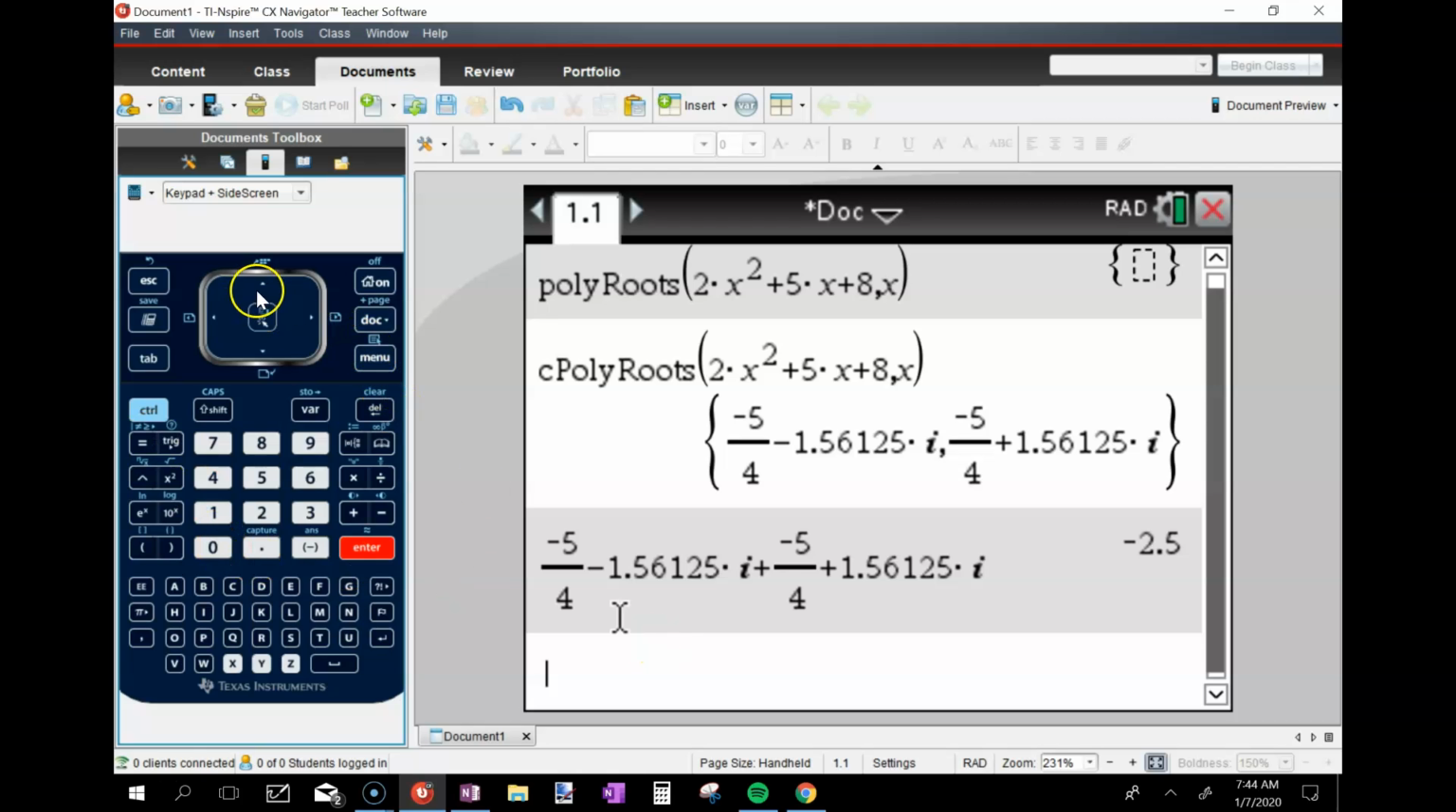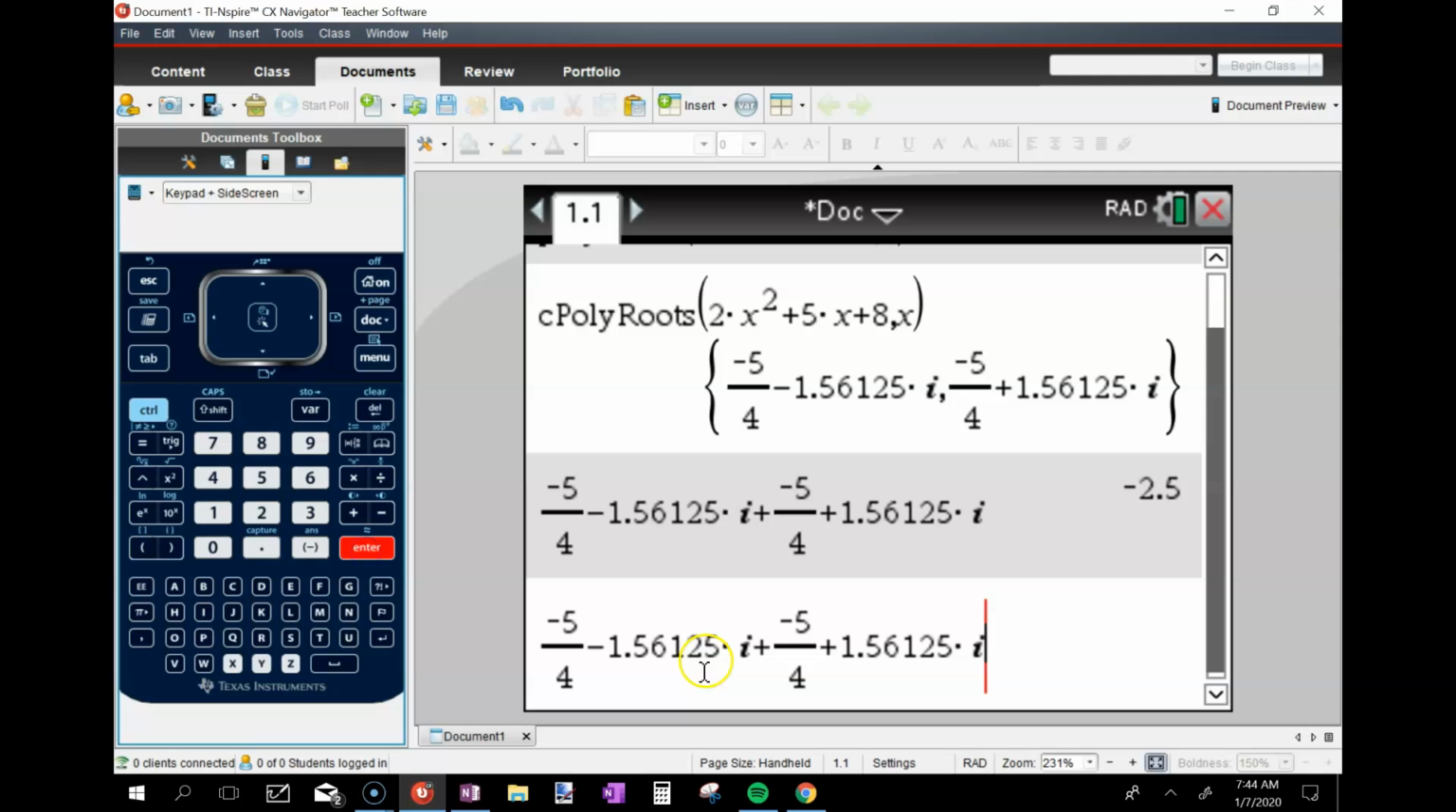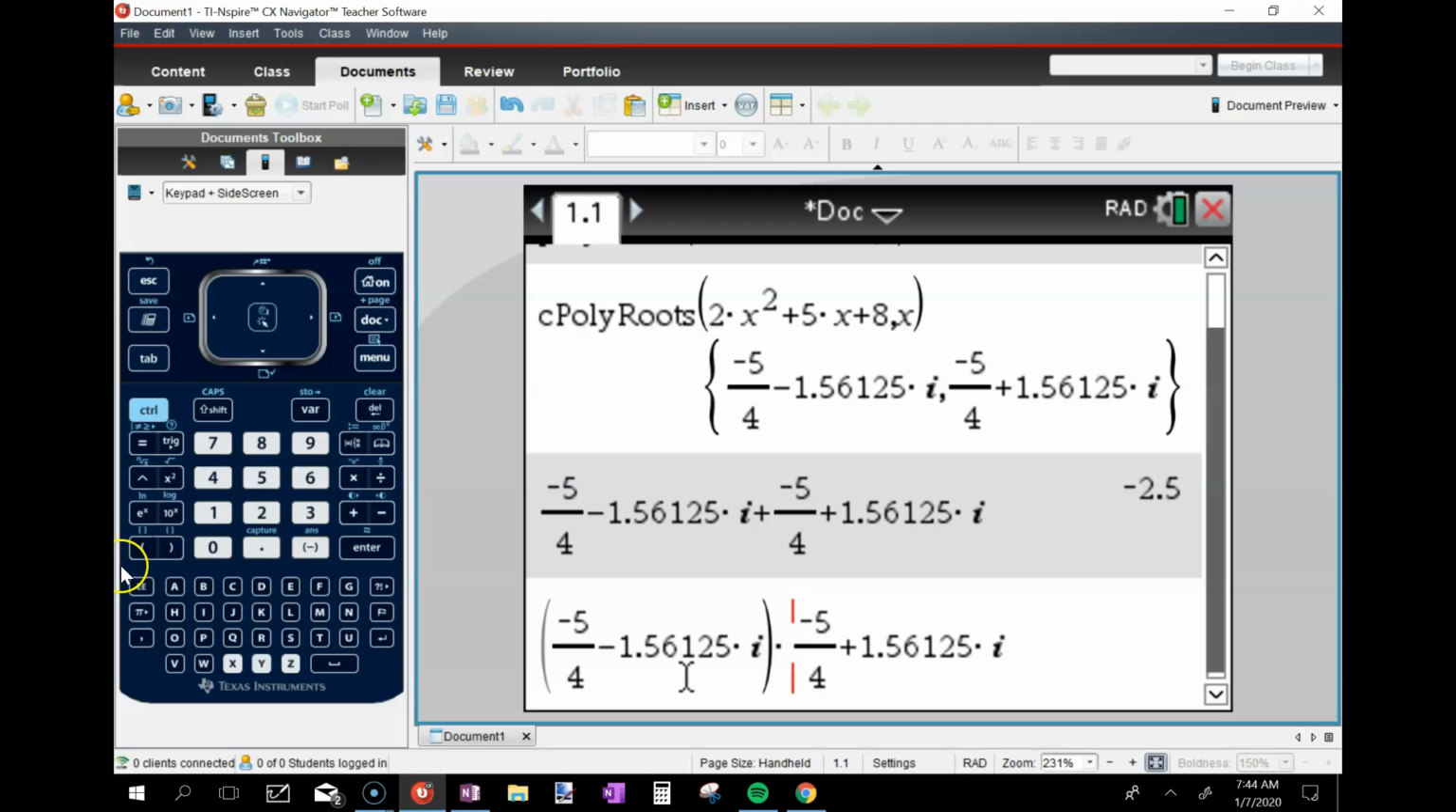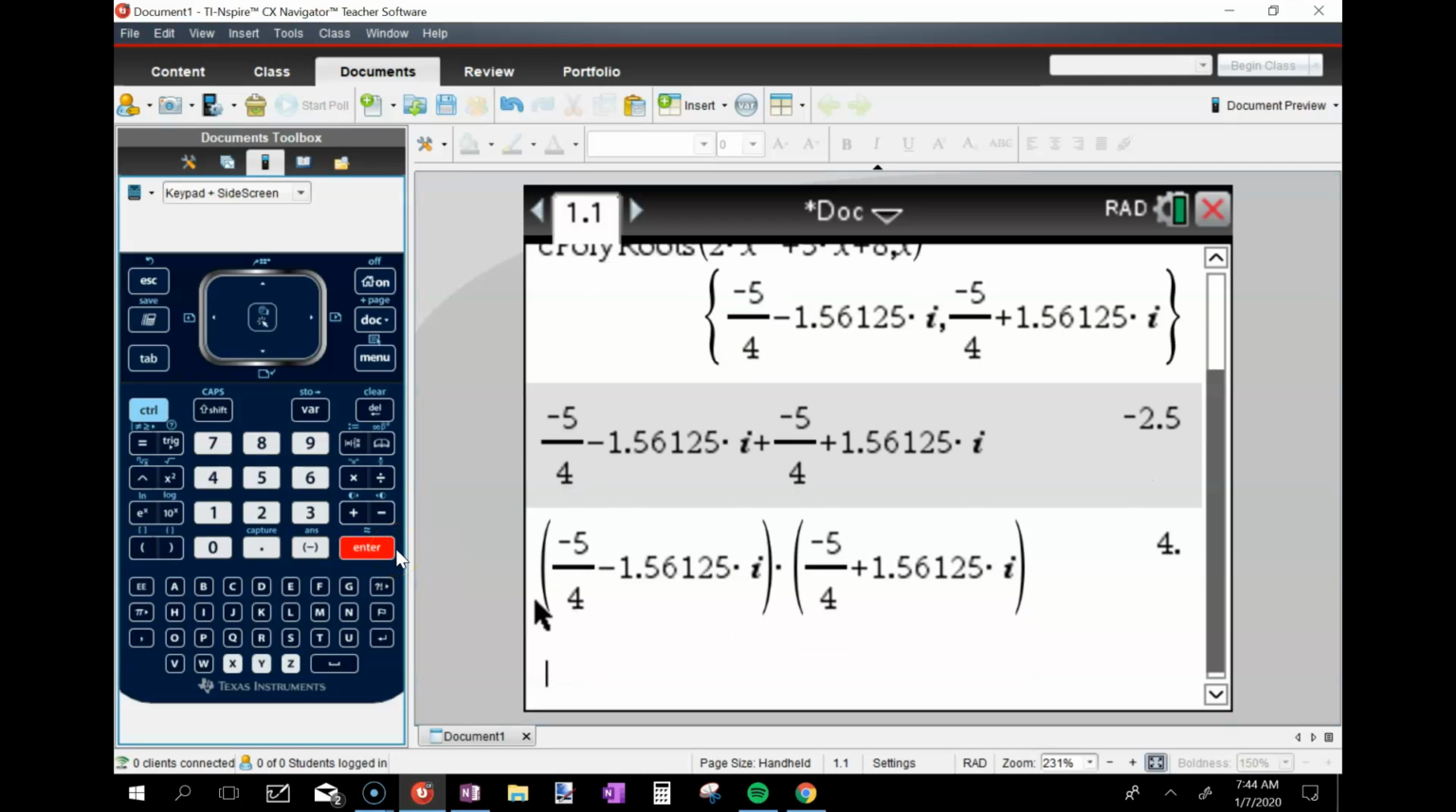Now, I know that the next step said to find the product, right? So if I change this plus to be a multiplication sign, oh, here's the problem. I have two things that I am multiplying, right? If I just put a multiplication sign here, is that going to do what I want to do? Or is that only going to multiply these two things? Yeah, so to do this, I actually have to put a set of parentheses there and a set of parentheses there. And now I'm multiplying them, right? And it gives me 4.